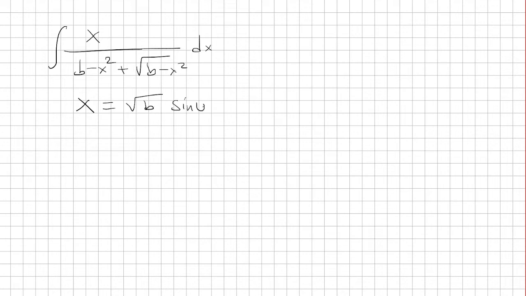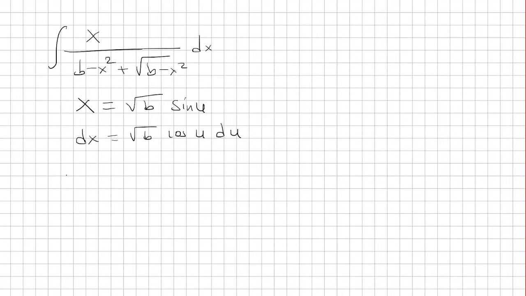Let's find the integral of x over b minus x squared plus the square root of b minus x squared dx. So let's make a substitution and let's let x be the square root of b times sine of u. So the dx will be the square root of b cosine u du.